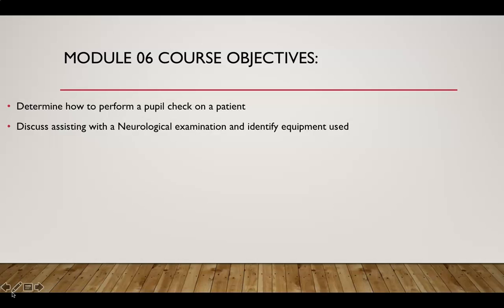Next, we want to discuss assisting with a neurological examination and identify the equipment used. Now, I did post a couple of procedure videos to help you with this, but know that the equipment you will need for this will be a reflex hammer, a pen light, as well as, if the provider asks for a sensory check, some sort of food or substance that the patient can smell or taste.